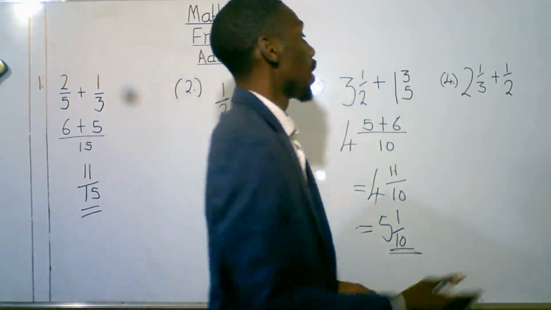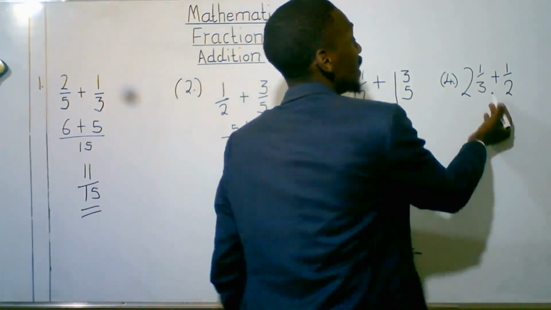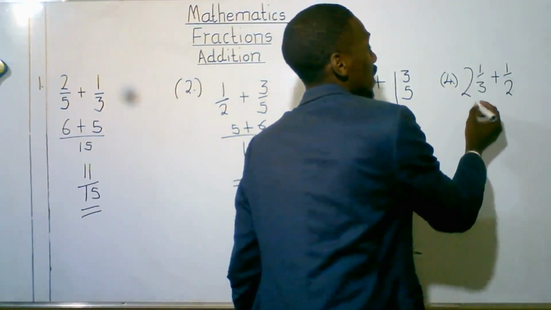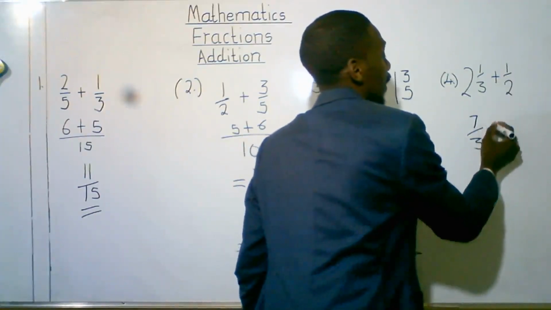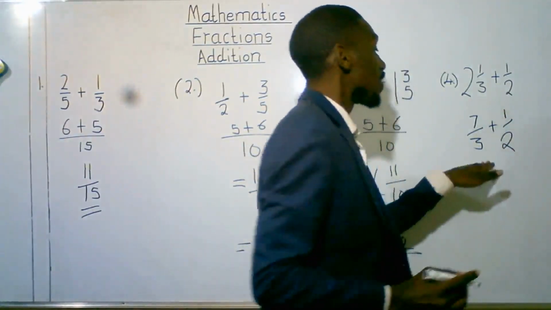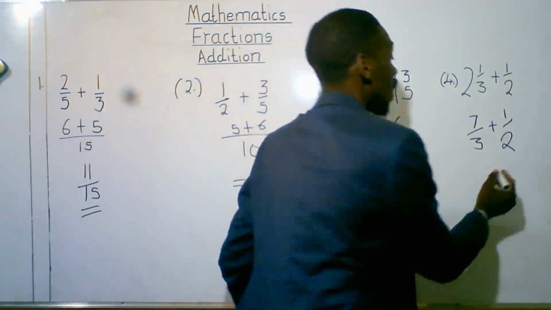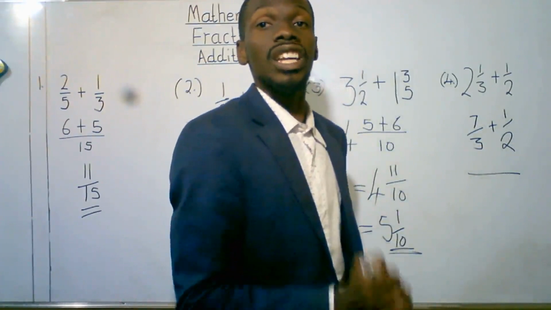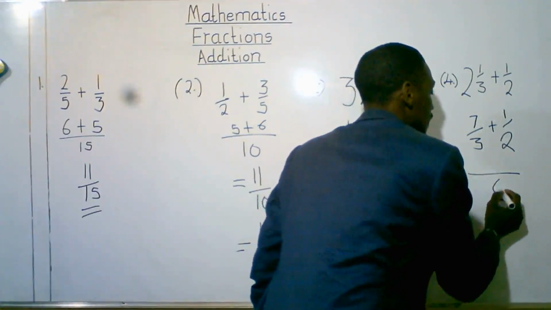The next one, let's convert it to an improper fraction. Let's use the other method. 3 multiplied by 2 is 6, and 6 plus 1 is 7 over 3, plus 1 over 2. The denominators are not the same. What are we supposed to do? Very good. We look for the lowest common multiple of 3 and 2, which is 6.